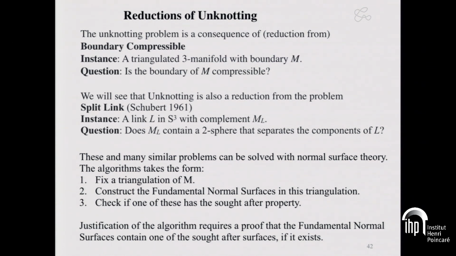One is the boundary compressible problem. That's the one we've been talking about, where you remove a neighborhood of the knot and get the exterior of the knot and ask, is that a compressible three-manifold? And the other one, which also implies unknotting, is called the split link problem. This is where you take a link with two components and ask whether you can just move them apart, so you can separate them by a plane or two.